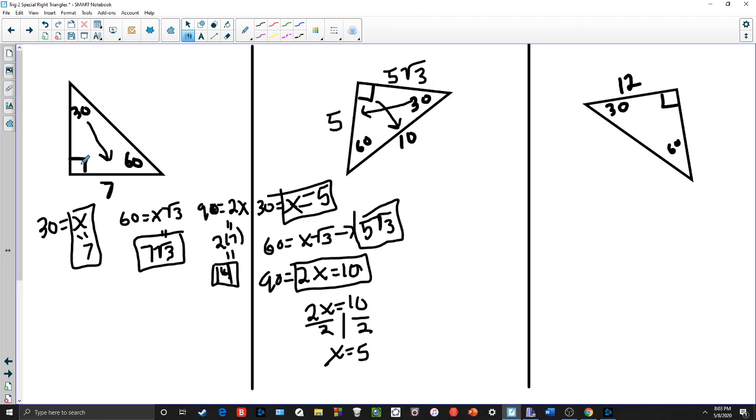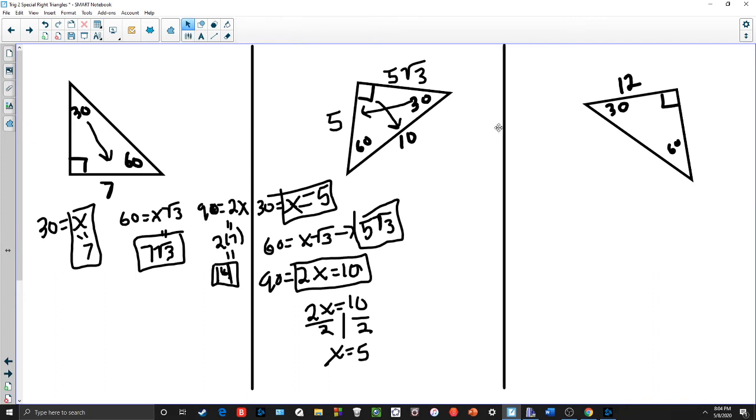If you notice here, all these problems, usually we're kind of boiling it down to find what the 30-degree side is. If you can find what the 30-degree side is, then you can just multiply it by whatever value you think you need to get to your next angle. But again, writing out these ratios like this first, 30 is x, 60 is x root 3, and 90 is 2x, can help sort of organize your thoughts and give you a place to start.